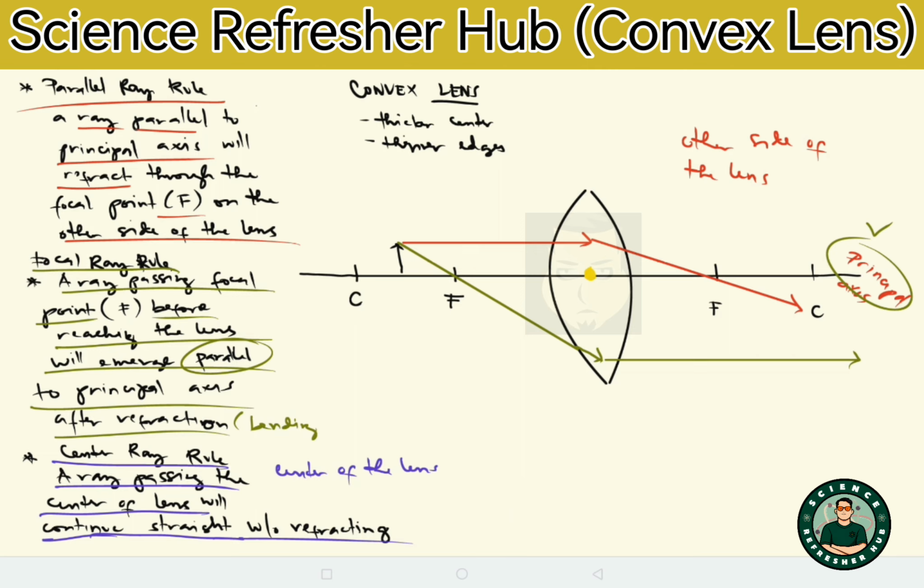So let's try to draw it. A ray passing through the center of the lens will continue to the other side. So just like that. Okay. The ray passing through the center will continue straight without bending. So these are the three rules in doing a ray diagram in a convex lens.